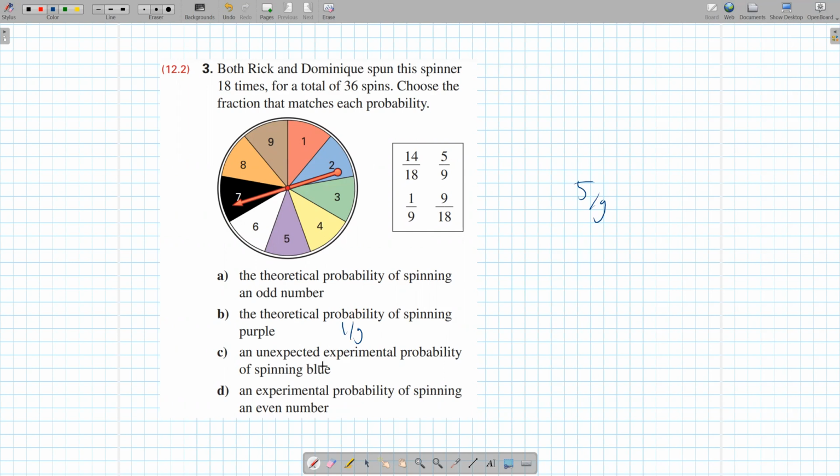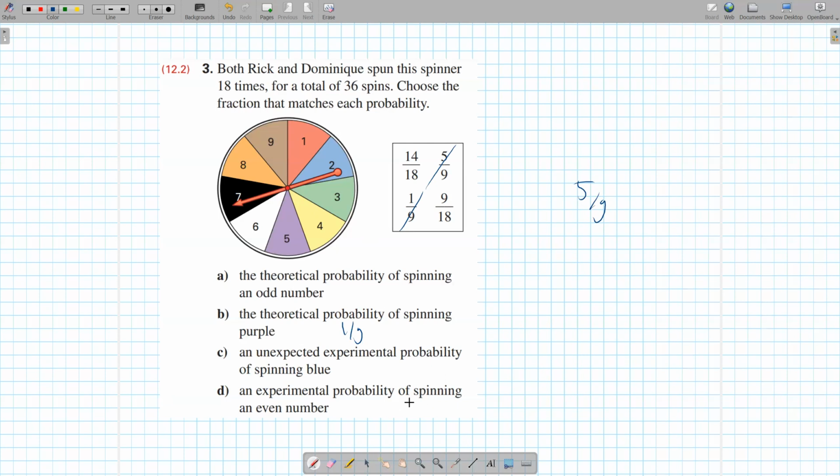An unexpected experimental probability of spinning blue. What does that mean? That means it's like you didn't expect that to happen. So it's very, very far off from the theoretical probability. I mean, there's only 2 options left, right? Let's do D first, and I guess we can come back to C.